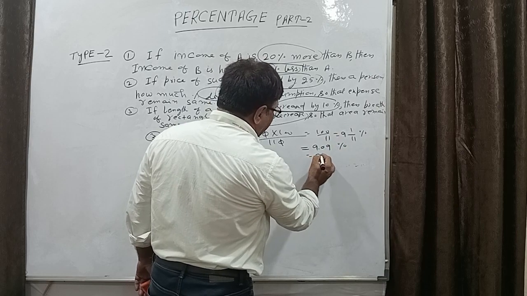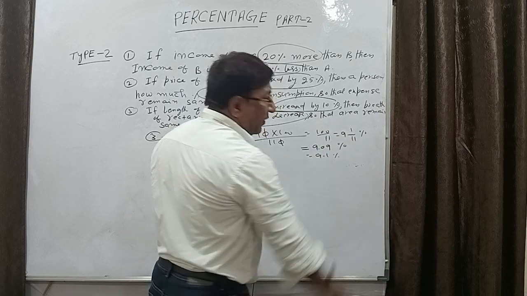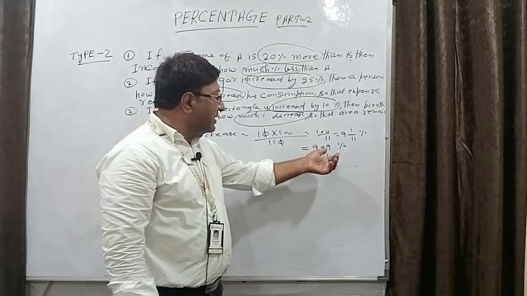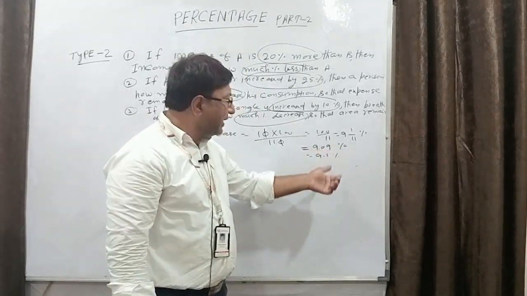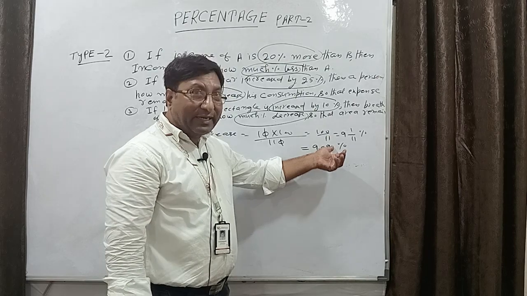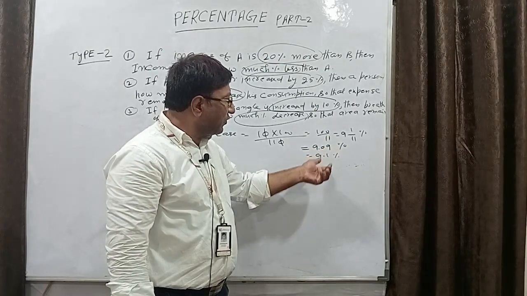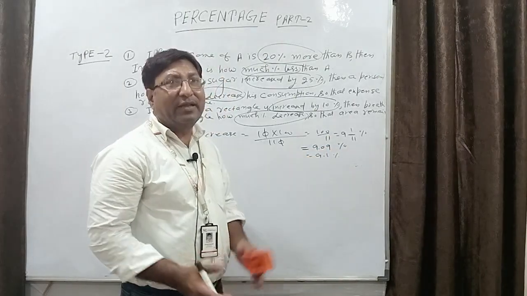So our correct answer is what? 9.09. We can write this as 9.1% also, because here we have 9.09% and here 0 and this is greater than 5. So we'll add 1 here. So 9.1% is our right answer.